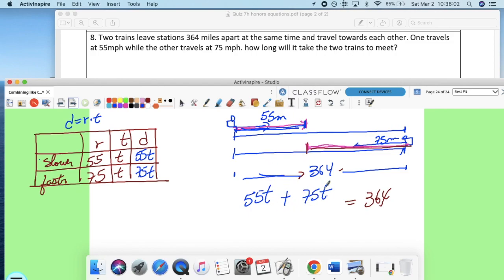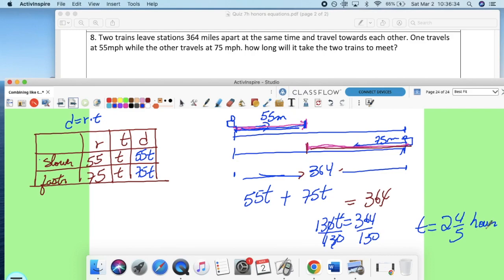Let's combine like terms. So we get 130t equals 364. We're going to divide both sides by 130, and we can definitely simplify this. t equals 364 over 130. That's going to give us 2 4/5 of an hour. So both trains traveled for 2 and 4/5 hours.